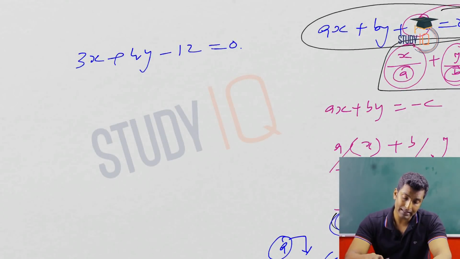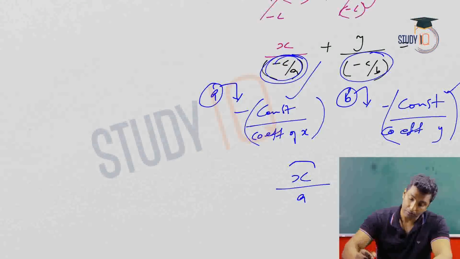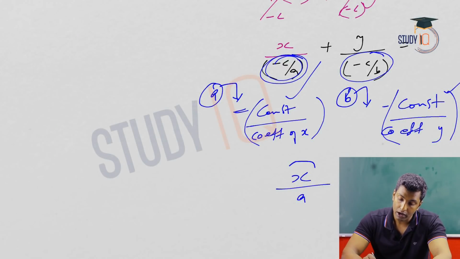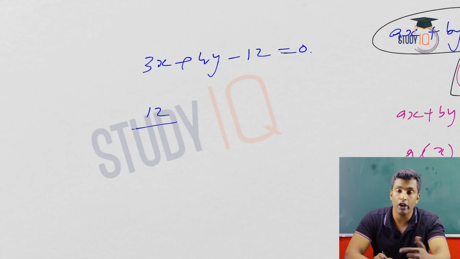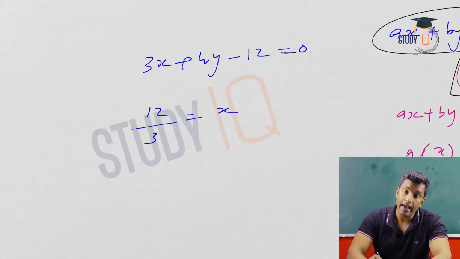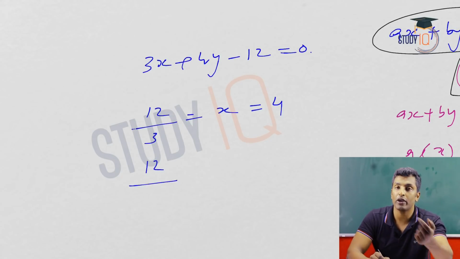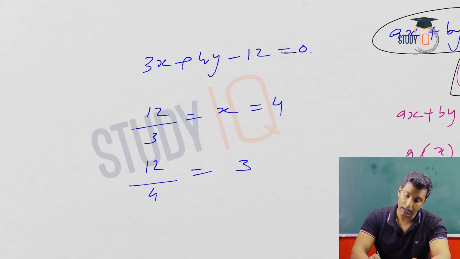Okay, so what is the x-intercept? It is minus the constant divided by the coefficient of x. So that is 12 by the coefficient of x, 3. This is your x-intercept, right, which is 4. Similarly, the y-intercept is minus the constant, that is 12, divided by the coefficient of y, that is 4, which will give you 3.